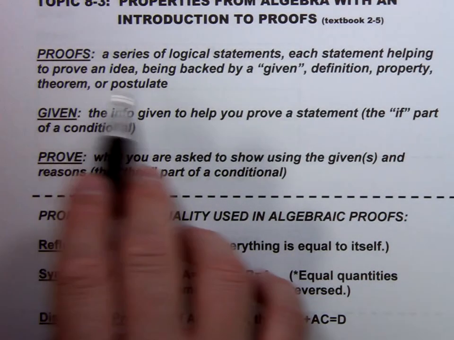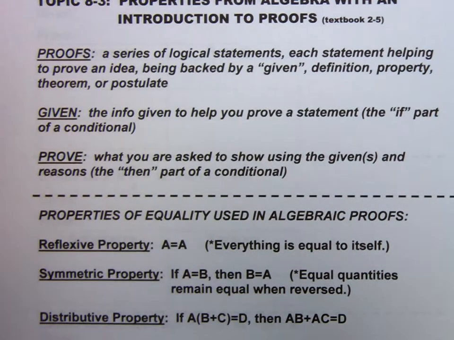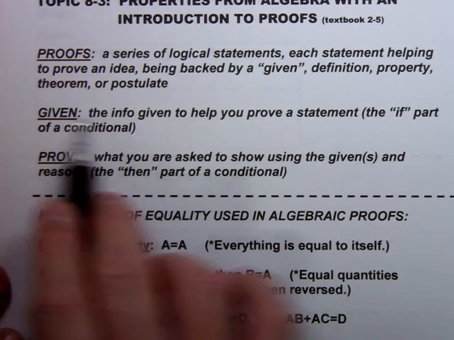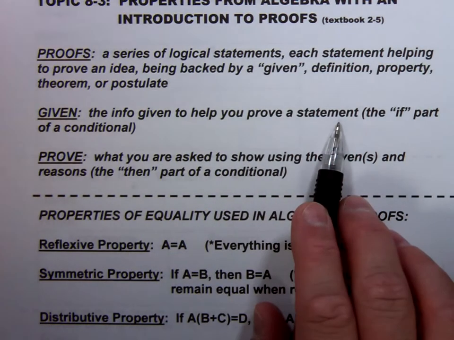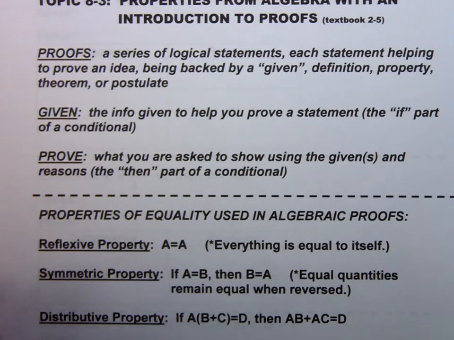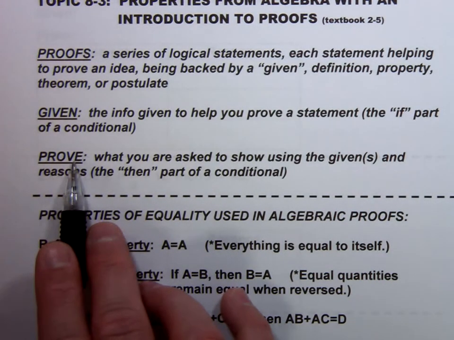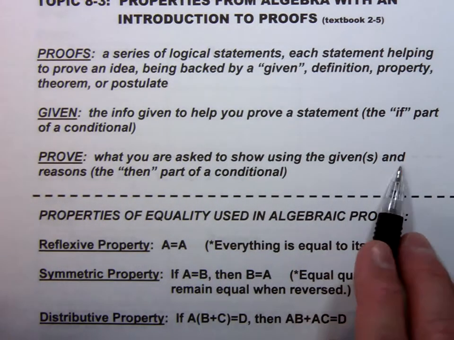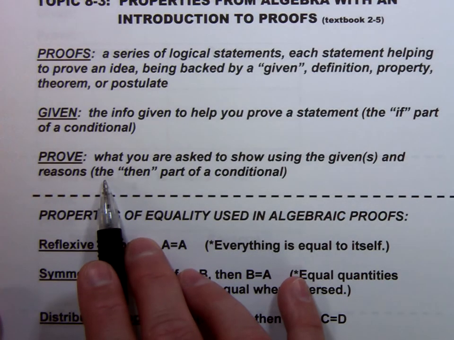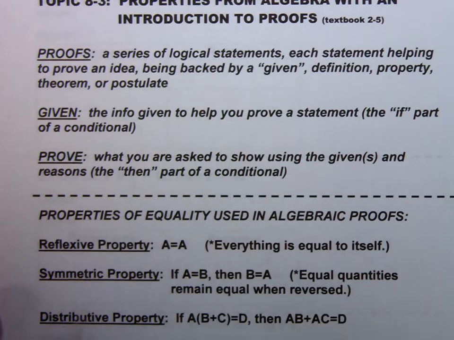And theorems, postulates, definitions, properties, the information that was given to us, those are all the things that we know are true, and therefore we can use those as evidence or support for everything that we do. The given is the information that's given to help you prove a statement. So it's the things that we know at the beginning of the problem. If you're given the information as a conditional statement, the given would be the if part of this conditional, the hypothesis. What we're supposed to prove is what you were asked to show using the givens and reasons. This is what we're trying to prove. And if you have a conditional statement, that would be the then part of the conditional, the conclusion.